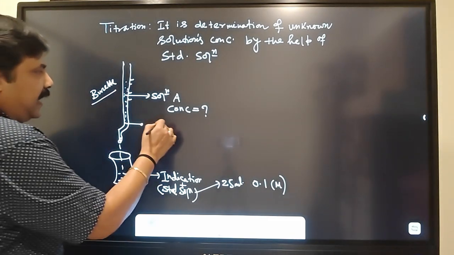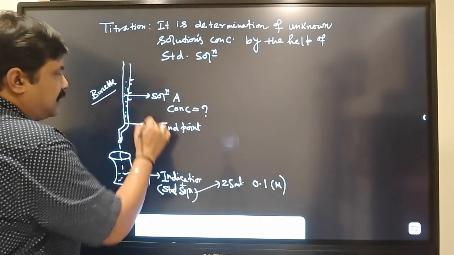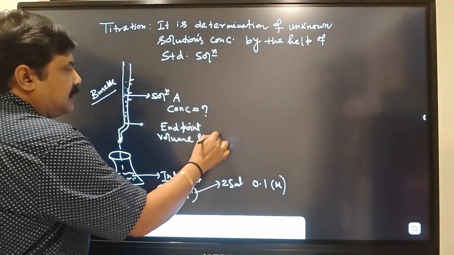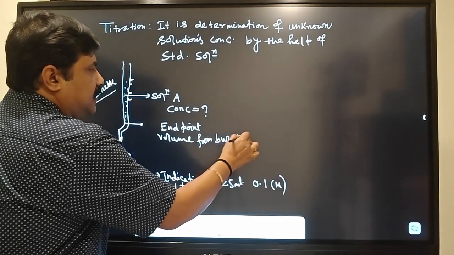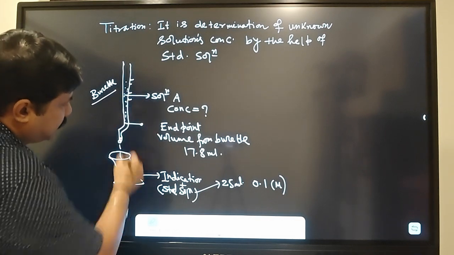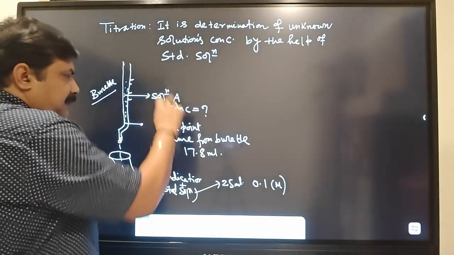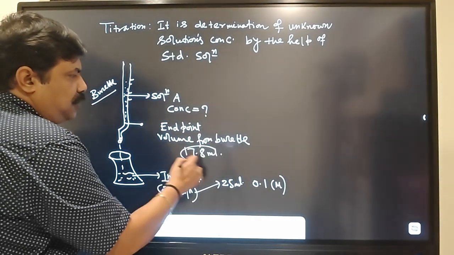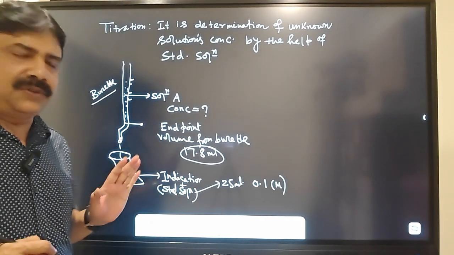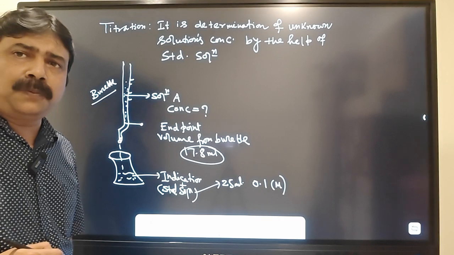Now suppose when the end point is reached, I measure the volume from the burette, and I observe it is 17.8 ml. That much was consumed to reach the end point. So this 17.8 ml is the volume of solution A which fully reacted with the standard solution. The standard solution taken was 25 ml, and its concentration was 0.1 molar.